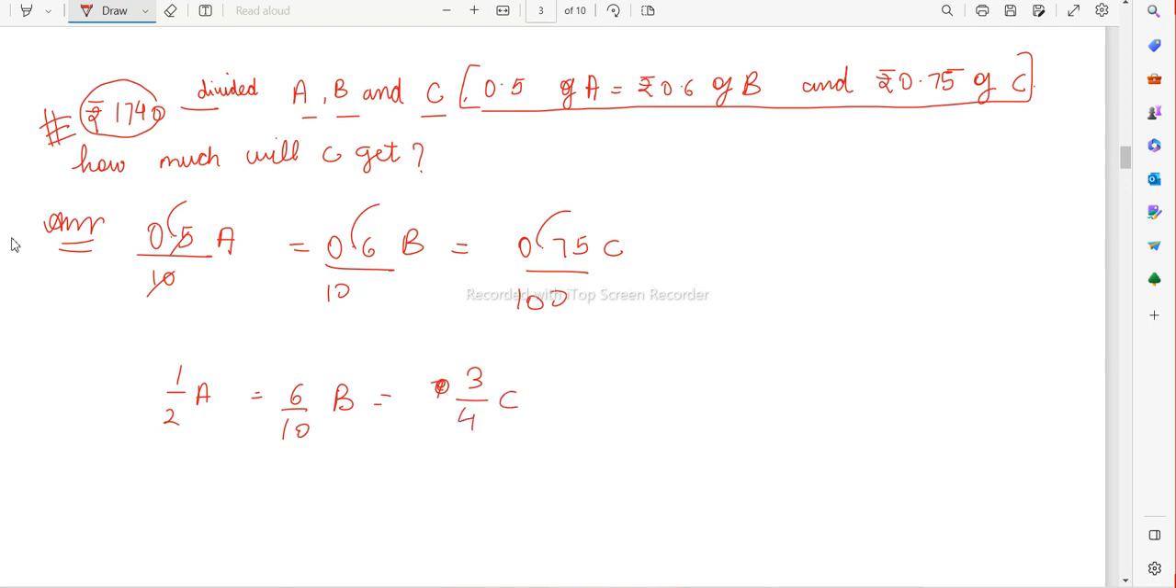Now I think you can go for the LCM method. So what do we get as LCM here? We'll be getting 20. So here I'll be getting 10 of A would be 10.